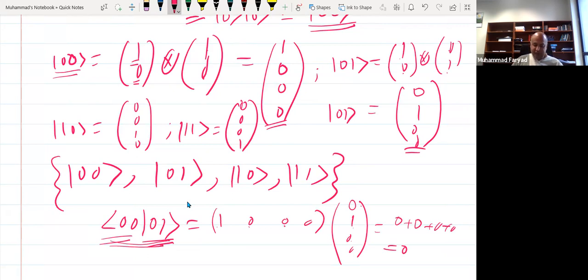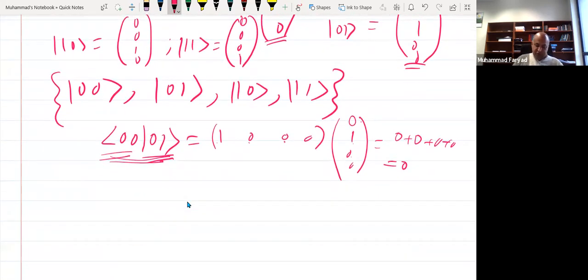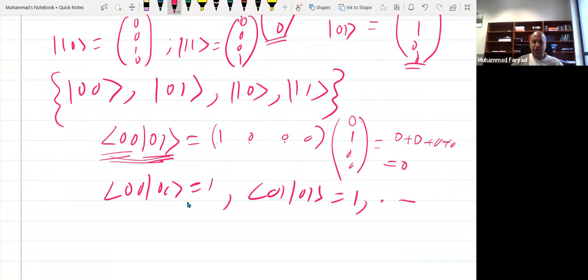Similarly, you can check the inner product of any two different states, and you will see that they are 0. Plus, since only one 1 is there, when we take the inner product of a state with itself, this will give us 1. So we have that 0, 0 inner product with 0, 0 is 1, 0, 1 inner product with 0, 1 is 1, and so on.